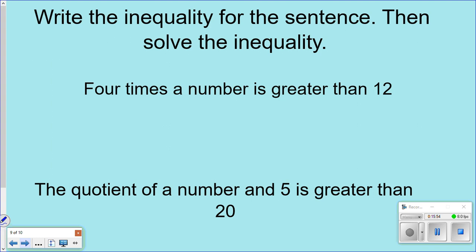So 4 times the number is greater than 12. Write that out. We'll decipher it. We'll help each other out. 4 times the number is greater than 12. And you've got to know these keywords. Remember, there are some keywords in there that are going to help you.